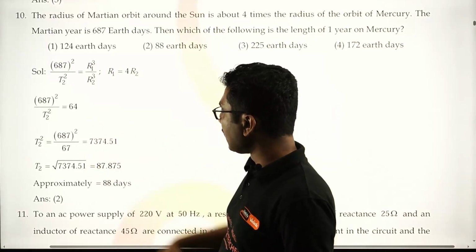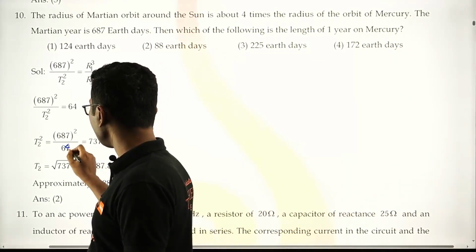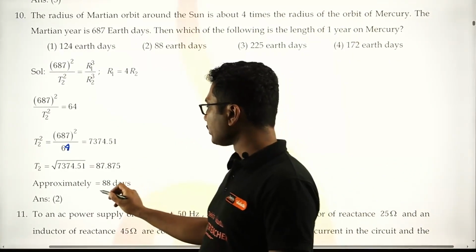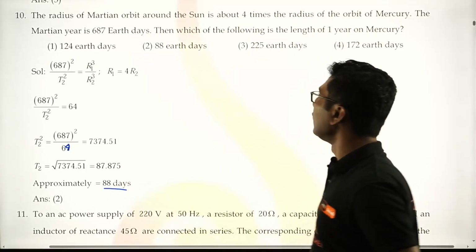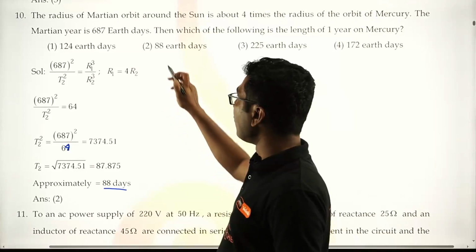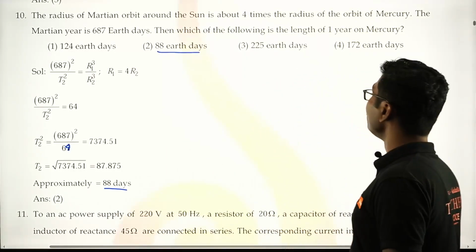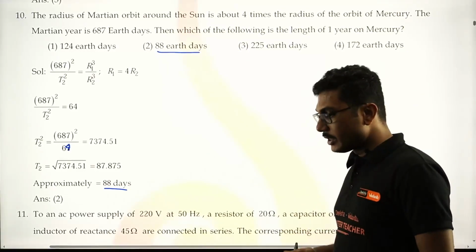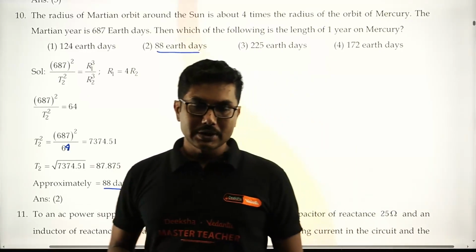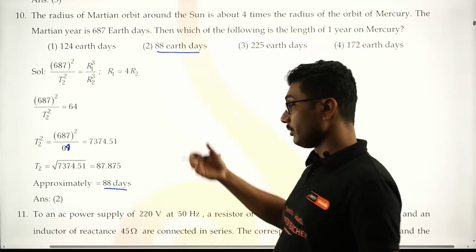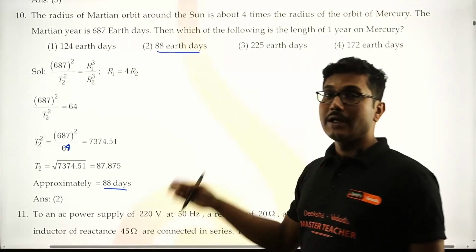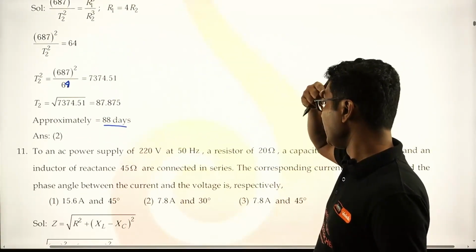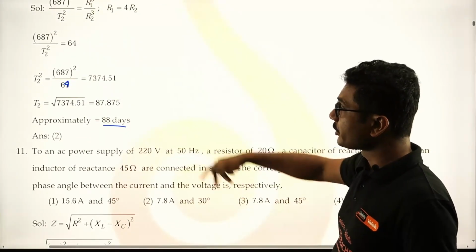So you have to divide it. This will be 64, not 67. Again, this is slightly tricky, approximately 88 days. If you know that Mercury orbits the Sun in about 88 days, then you should expect the answer to be close to that value. So only by knowing that fact, you can answer the question. If the values given are accurate, you should get the actual orbital time of Mercury. So you don't need to solve this question if you know the answer. Otherwise, this is the process to solve it.